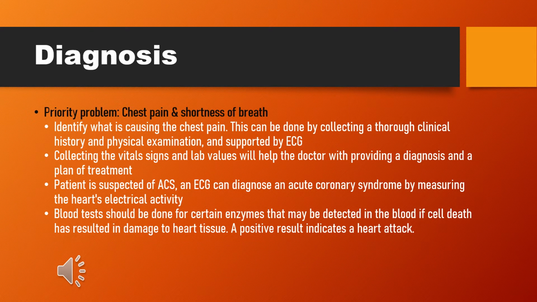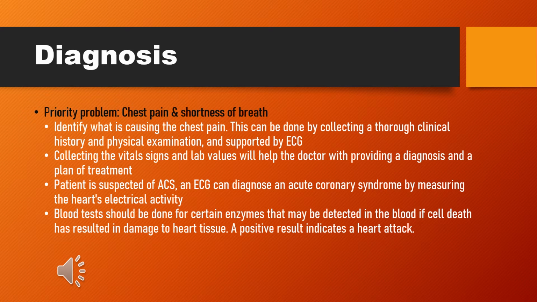The priority problem in this case study is chest pain and shortness of breath. It is important that we identify what is causing the chest pain in the patient, and this can be done by collecting a thorough clinical history and a physical examination, supported by ECG. The patient is suspected of acute coronary syndrome, therefore we have to communicate that to the physician. Collecting vital signs and laboratory values will also help the doctor with providing a diagnosis and a plan of treatment.